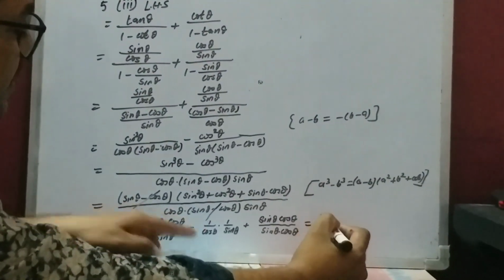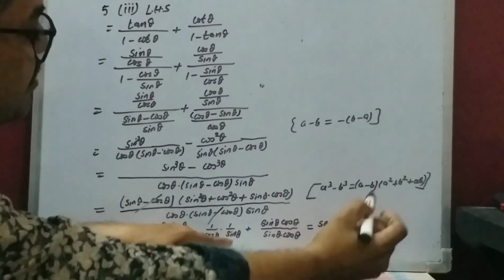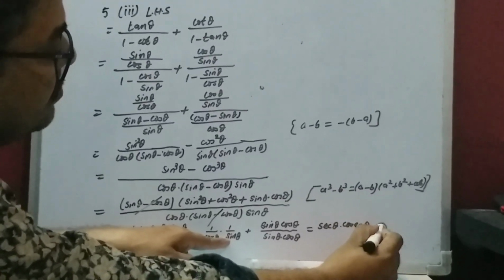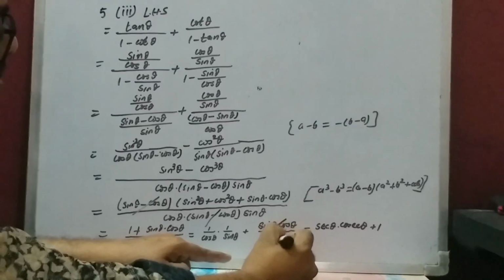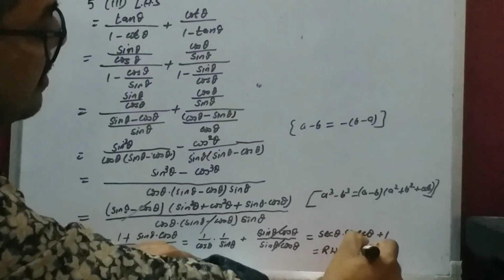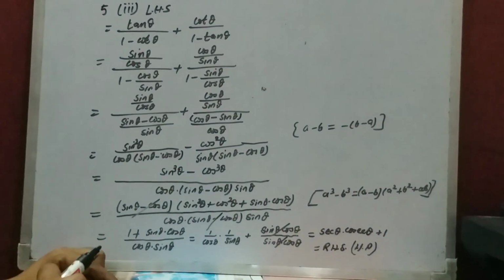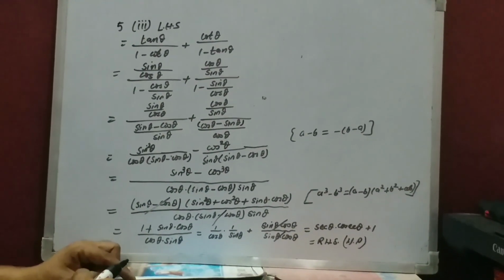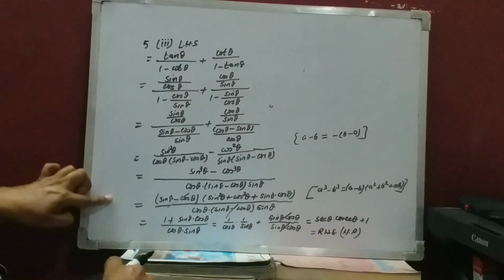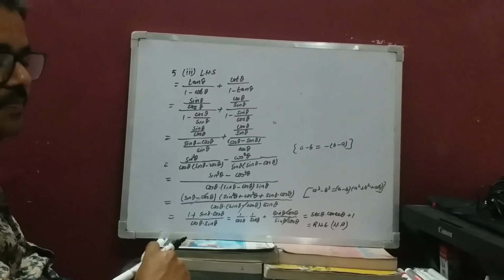So this becomes 1 upon cos theta, which is equal to sec theta, and 1 upon sin theta is equal to cosec theta, and this is 1 because this will be crossed out. And this is RHS, hence proved. And this is the most important question for your board examination. So do this question again and again for your board examination.